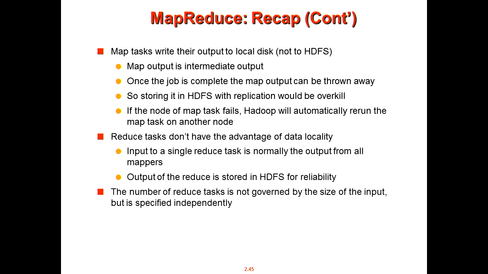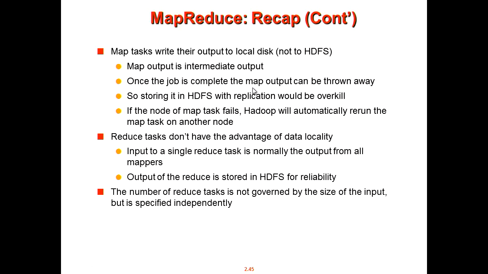The map task will write its output to the local disk. Within the map node, the intermediate results are not written to HDFS. The intermediate results, such as in word count the term and a list of values, are output to the local disk. Once the job is completed, the map output will be thrown away, removed from the local file system.